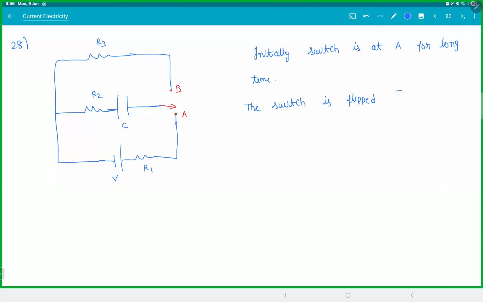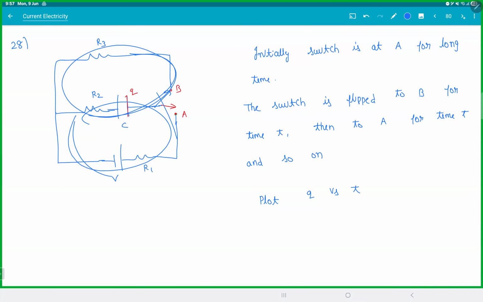Flipped to B for time T, then to A for time T, and so on. You do this infinite times. Plot the Q versus time graph. Approximately plot the graph for charge versus time. So if you're flipping the switch continuously, when you connect to B, what will happen? You will discharge. When you connect to A, what will happen? You will charge.